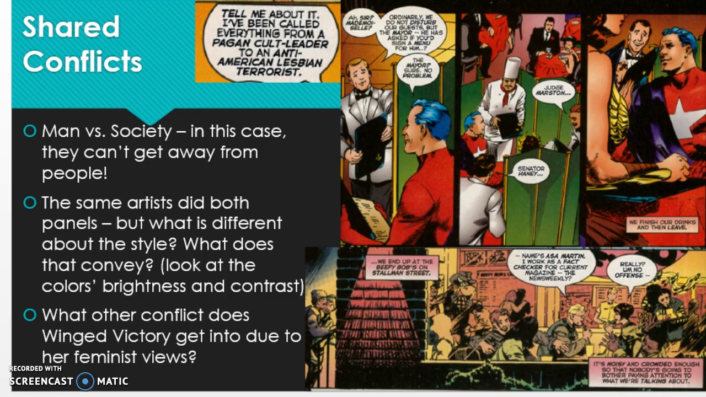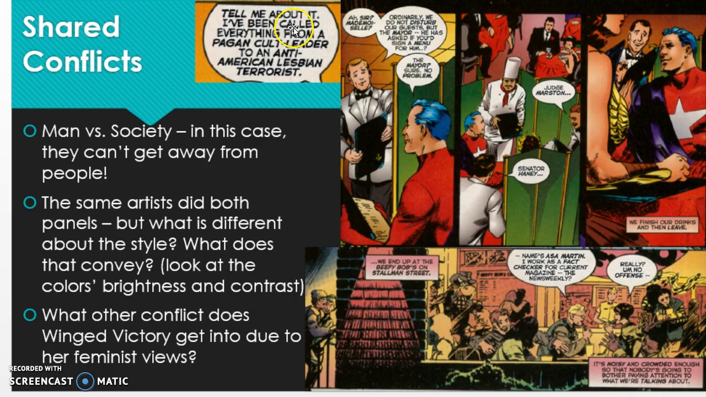So we also have, they see that Winged Victory and the Samaritan share a lot of conflicts. They can't get away from society. They're always kind of crowded. So this kind of thing we're going to talk about here. Look how the art style changes. Here everything's really bright and clear. Here everything's kind of dingy and faded. Same artist. Don't say that was the issue.